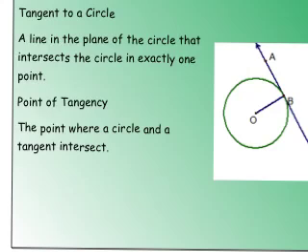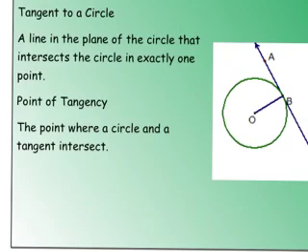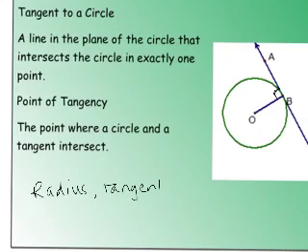The point of tangency is the point where the circle and the tangent intersect. So in the picture here, point B is our point of tangency. Something special about the way the radius and the tangent line connect is that the radius and a tangent will always cross at a 90-degree angle. So radius, tangent, think 90-degree angle.